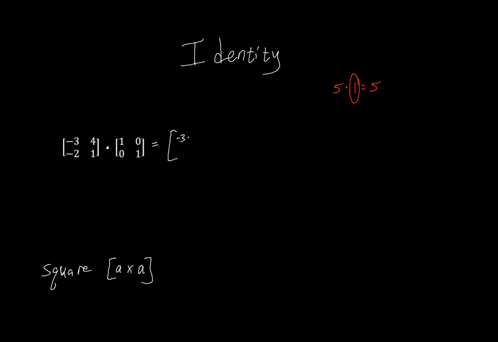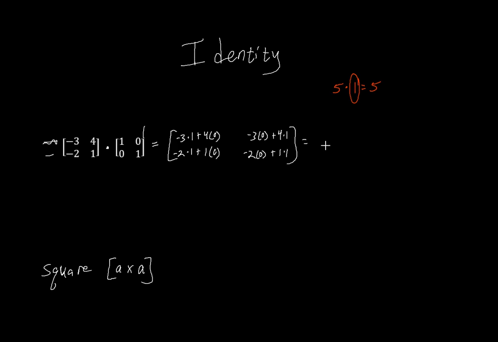So negative 3 times 1 plus 4 times 0. And then down here we've got negative 2 times 1 plus 1 times 0. In the next entry, we've got 4 times, oops, sorry, I got lost here. Row 1, column 2. Sometimes I get lost as well. That's why I like those little lines. Negative 3 times 0 plus 4 times 1. And then down here, we've got negative 2 times 0 plus 1 times 1.